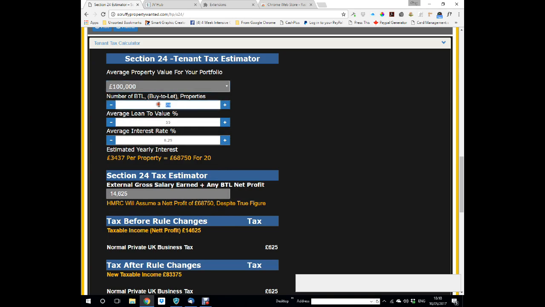20. You can input a figure here, or if you've got a smartphone or an iPad that you're using at the moment, you can press these plus or minus buttons to change that total.